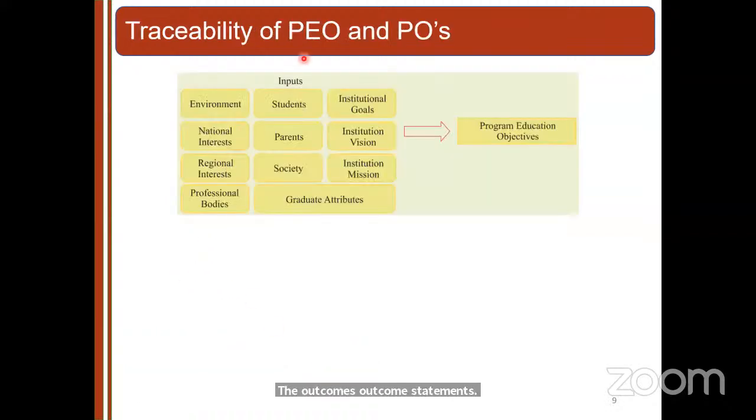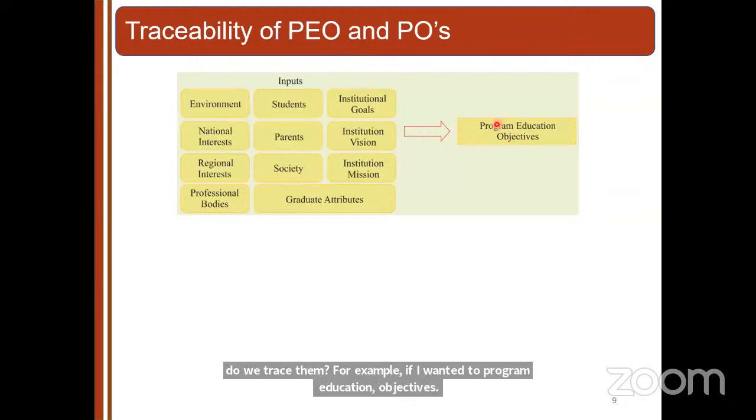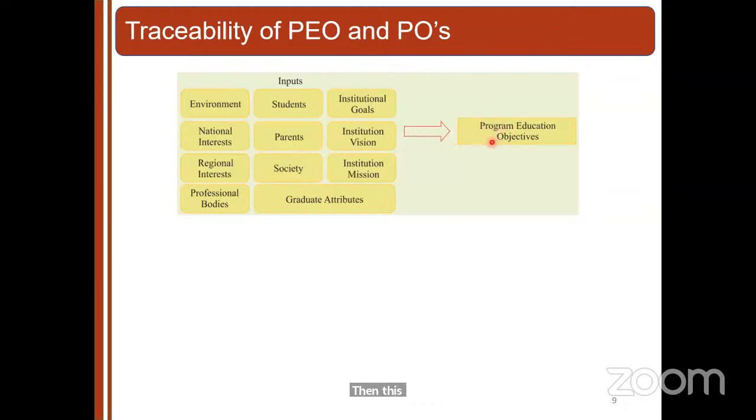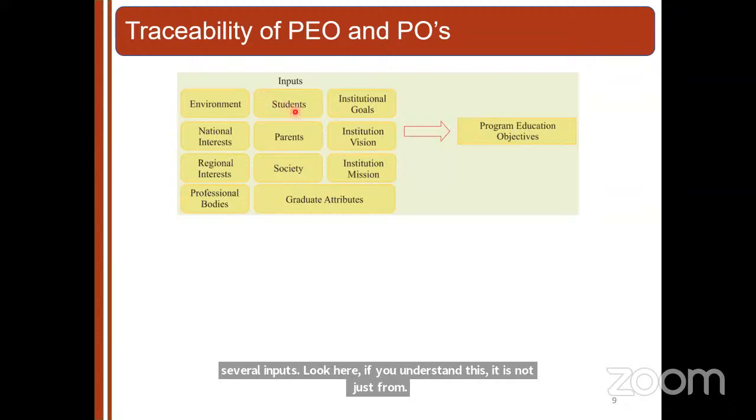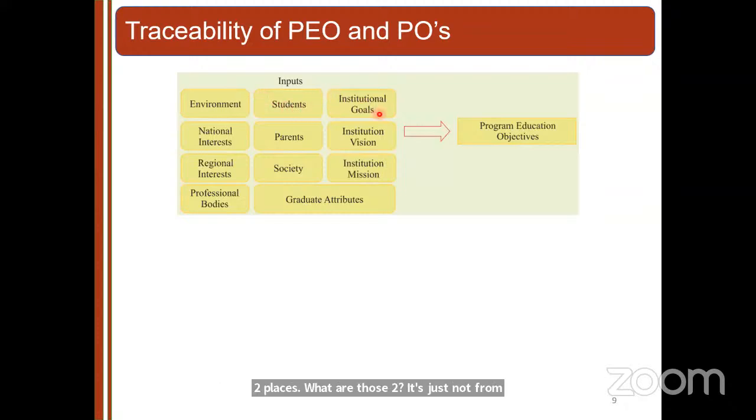And how do we trace them? I'll start from POs and come to COs. For example, if I wanted to draft these PEOs, program education objectives, the statement comes from several inputs. What are those several inputs? Look here, it is not just from two places. It's not just from the student point of view and the institute point of view. Generally, we prepare our PEOs from the student and the institution goals point of view.